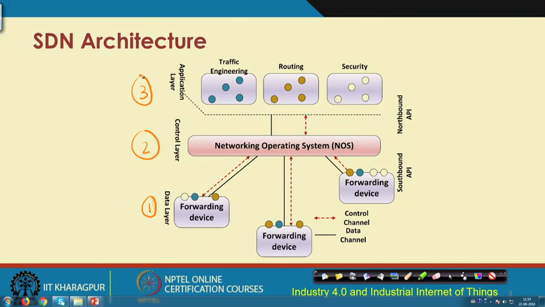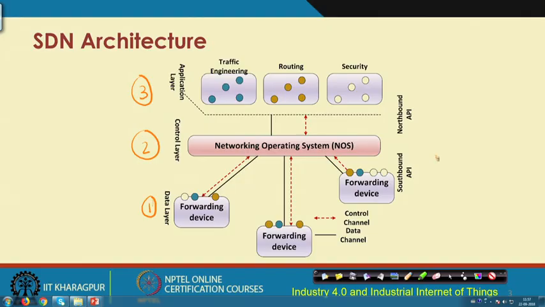Layer 1 devices are forwarding devices like your routers, etc. Layer 2 is the controller, which also takes care of the network operating system, which runs the network operating system, and then you have the applications which are running at the very top in layer 3. This is the application layer where your business logic, your different applications are running. So, basically you have three different layers.